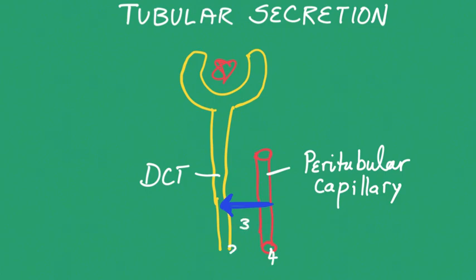4 is the peritubular capillary, 3 is the interstitial fluid, 2 is the tubular cell, and 1 is the lumen. So we're going backwards, 4, 3, 2, 1. The molecules that get secreted are potassium, hydrogen ions, and some toxins.